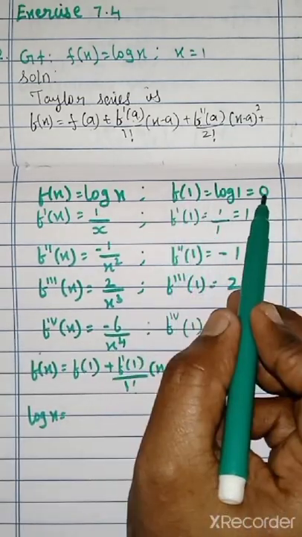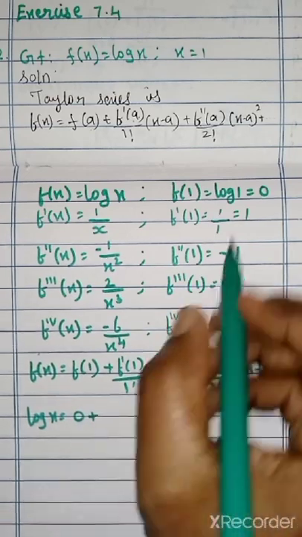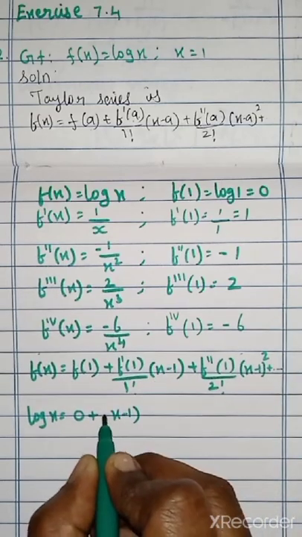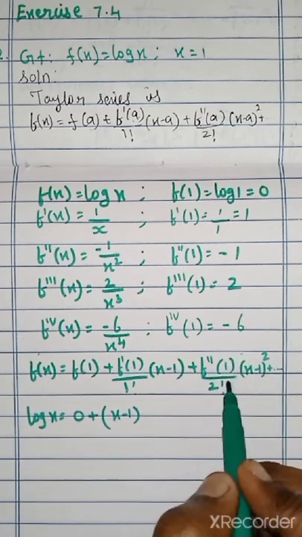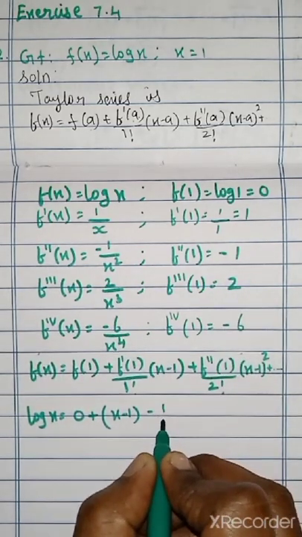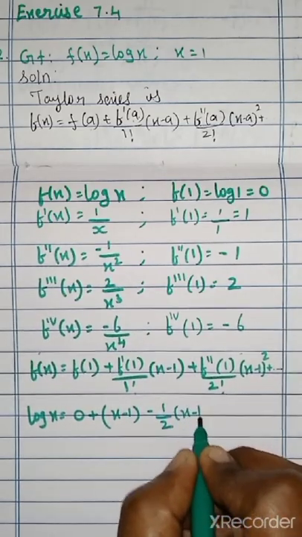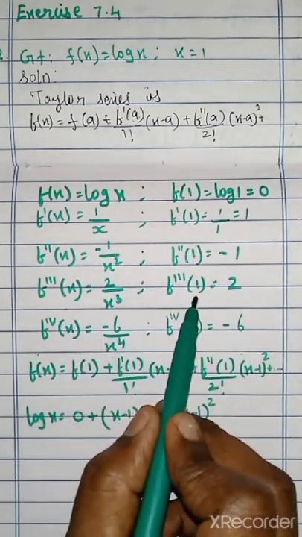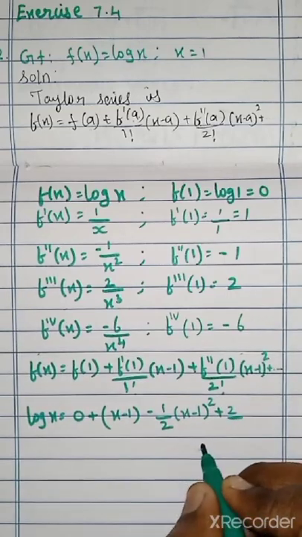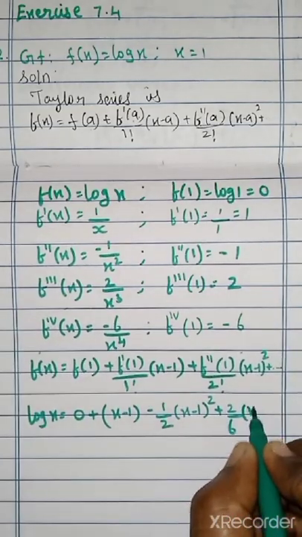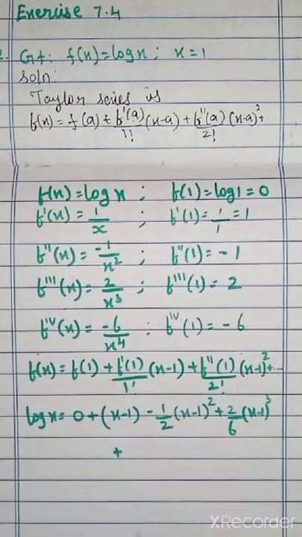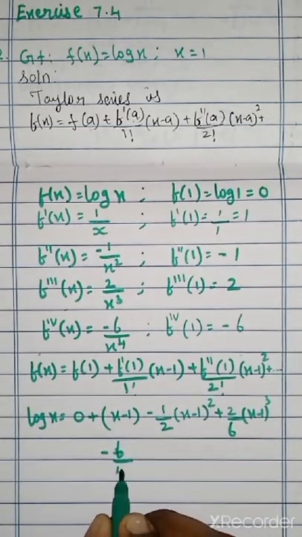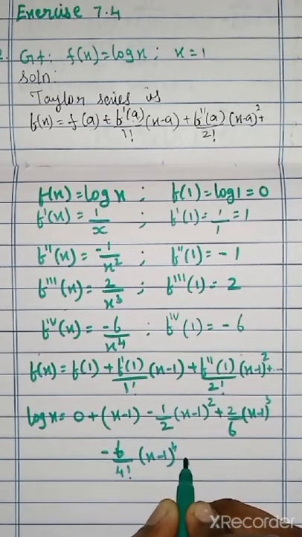log x equal to f(1) value 0, plus f'(1) value is 1 only, so no need to put it, 1 by 1 factorial is 1, so only (x minus 1). Next f''(1) is minus 1, so minus 1 by 2 (x minus 1) the whole square. Next f'''(1) is 2, so 2 by 3 factorial, answer is 6, (x minus 1) the whole cube. Next, last term minus 6, so minus 6 by 4 factorial into (x minus 1) the whole power 4 plus etc.